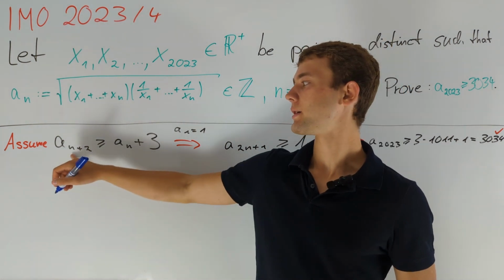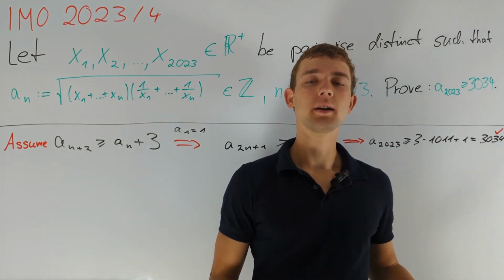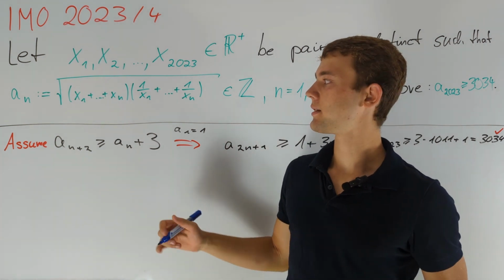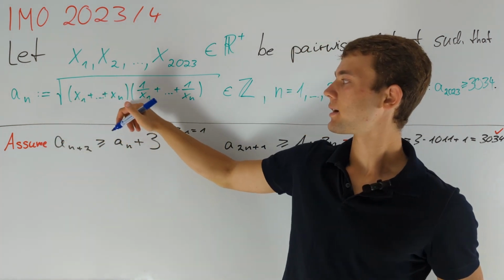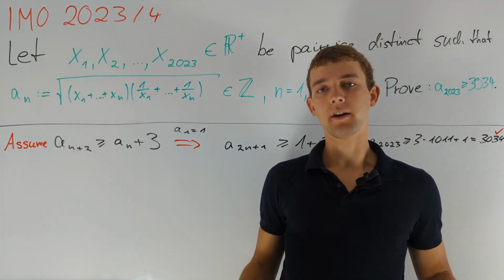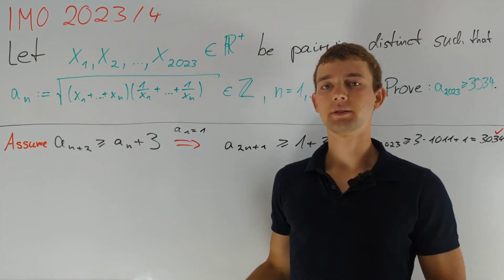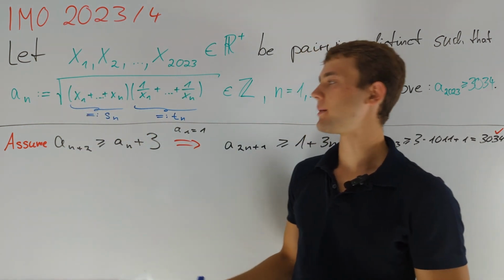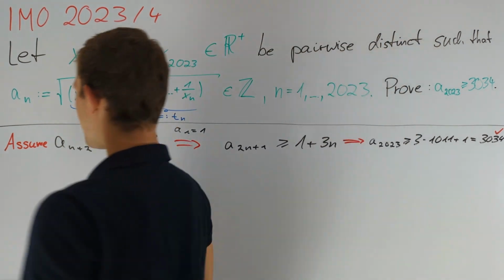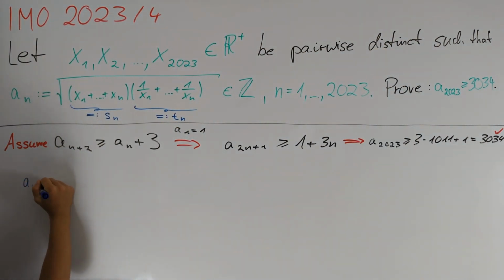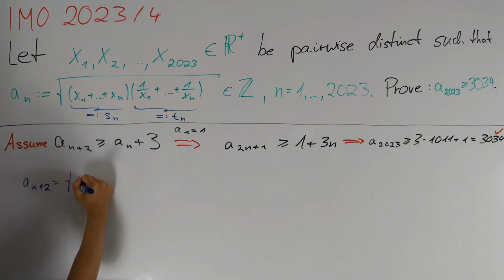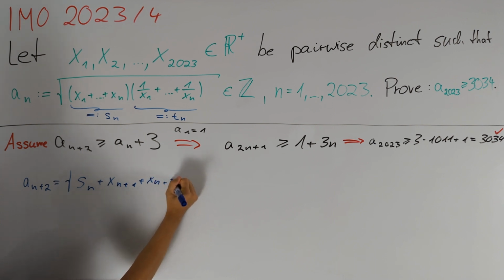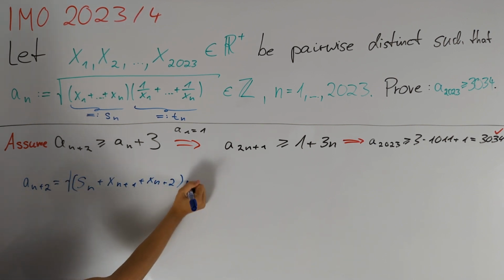So we want to compare a_(n+2) with a_n. Taking a look at the expression for a_(n+2), although it is not on the whiteboard here, we see that this sum and that sum appear in it. Therefore, it is a good idea to give them names. I define S_n to be the sum of x1 up to xn, and T_n to be the sum of their inverses. Therefore, we obtain that a_(n+2) equals the square root of (S_n plus x_(n+1) plus x_(n+2)), all multiplied with the same expression for the inverses.